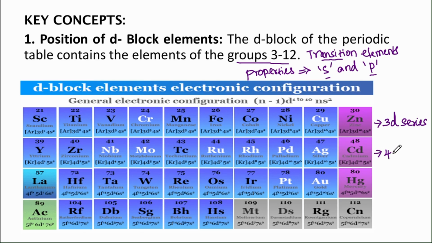The second row is called the 4d series. The third row is called the 5d series. The fourth row is called the 6d series. You have to remember all the elements present in the d block. The best way to remember the elements present in the periodic table is to go group wise. You have to start from scandium, yttrium, lanthanum, actinium. Likewise, you have to study.